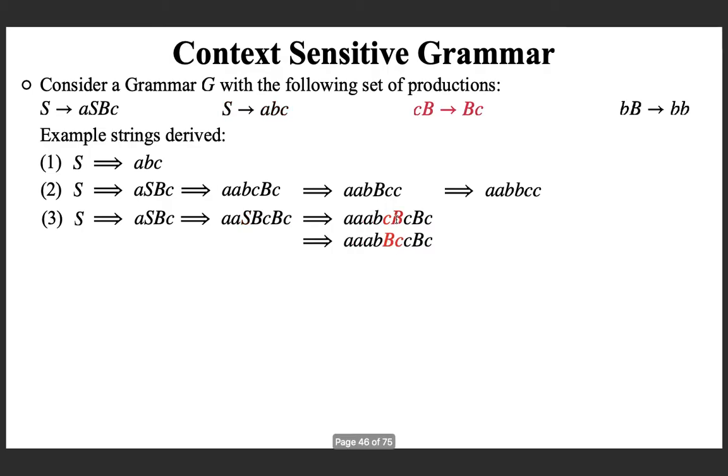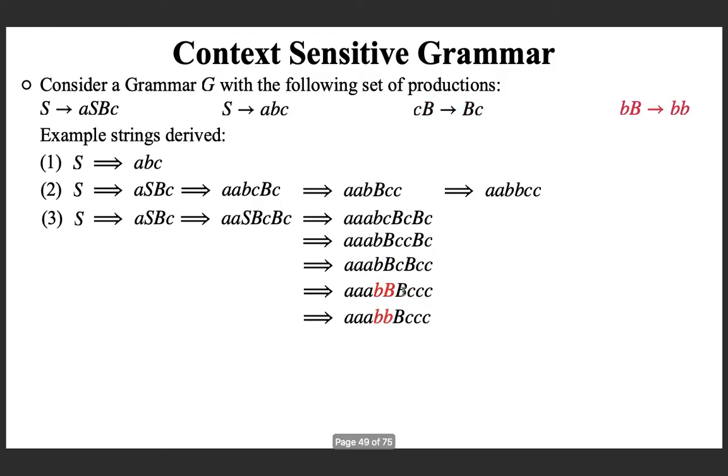And what do I do here? I'm going to apply production number 3 to replace this small c capital B with capital B small c. Again apply the same production to replace this CB with BC. And then here again the same production to replace this small c capital B with capital B small c. And note that now I have moved all the small c's to the right side using the third production. B will ripple through the string and get accumulated in the middle.